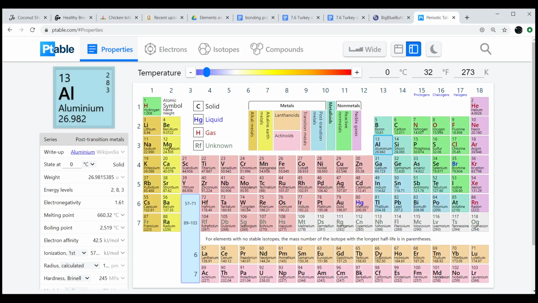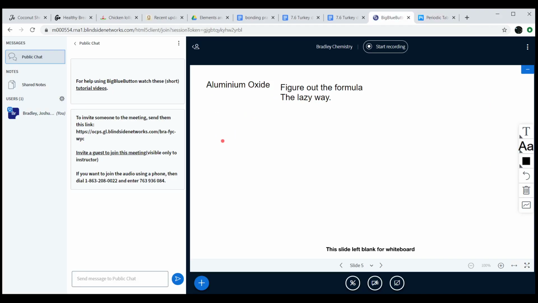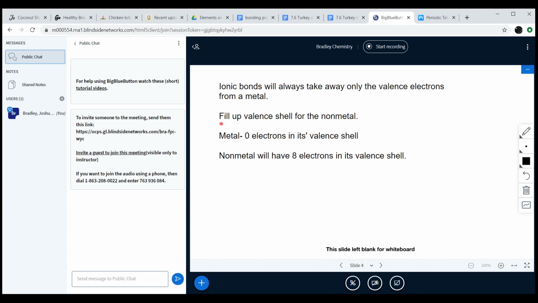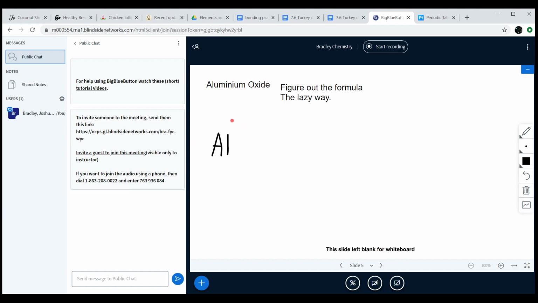Aluminum is 1, 2, 3. Okay? So that means that aluminum has 3 electrons. And it says that aluminum will lose all of its valence shell, okay? And it has 3 in its valence shell, which means that aluminum will be plus 3.